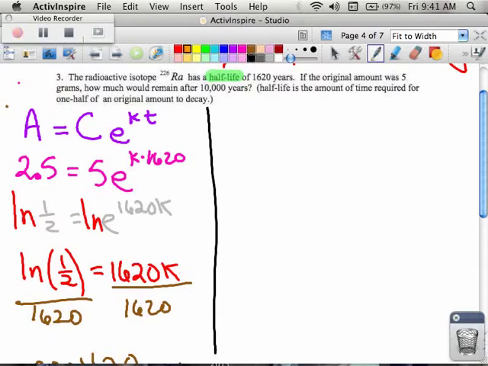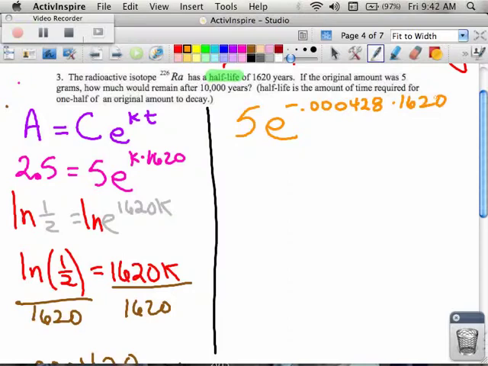I know I'm going to start out with 5 grams. And it's e to the, I know that my k is negative 0.000428, and that's getting multiplied by the 1620. This is the question that they're actually asking me. How much is there after?